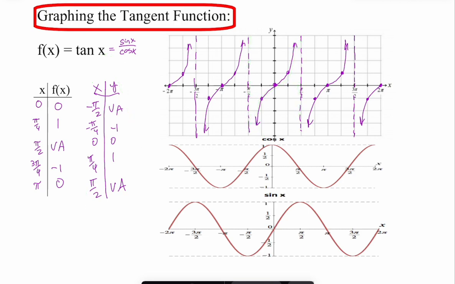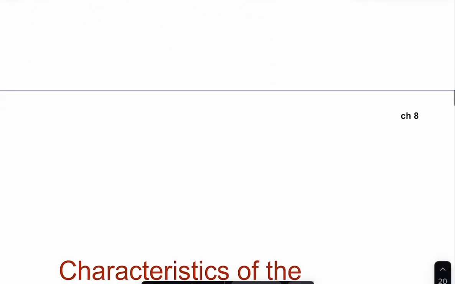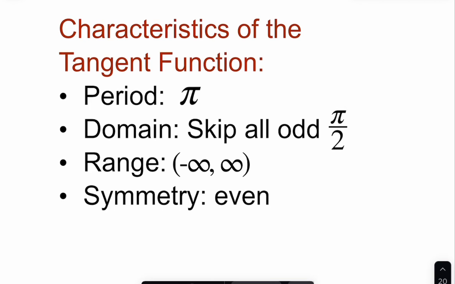So you can see why we waited for the tangent to be last, because our tangent function is funky, okay? But we need to know that pattern. This pattern can also be helpful. But let's go ahead and look at some information about the graphs. So this time the period is pi. We're going to skip all odd pi over 2. So there's a vertical asymptote at negative pi over 2 and positive pi over 2, 3 pi over 2, negative 3 pi over 2, 5 pi over 2, negative 5 pi over 2.